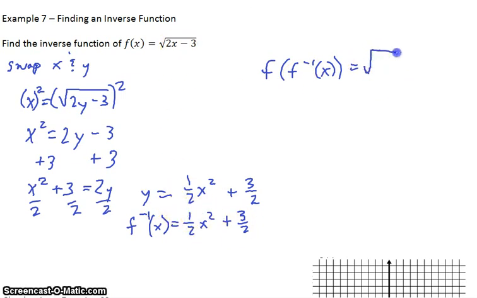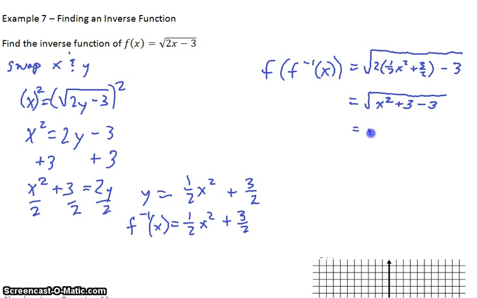So what I have is 2 times 1/2 x squared plus 3/2 minus 3. Distributing the 2, we get x squared plus 3 minus 3. We get the square root of just x squared, which is x. So the first part is good.